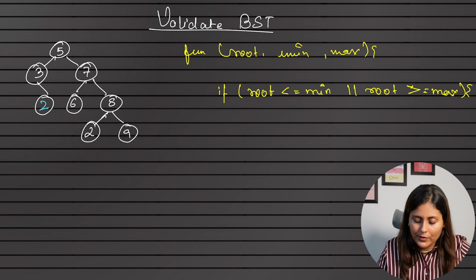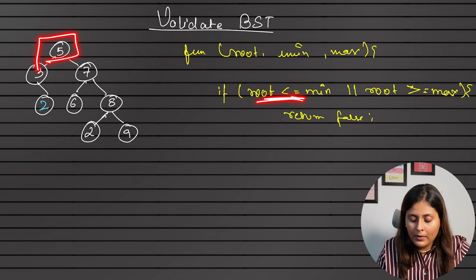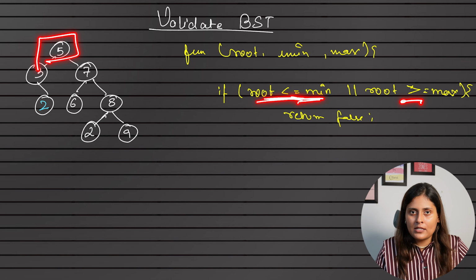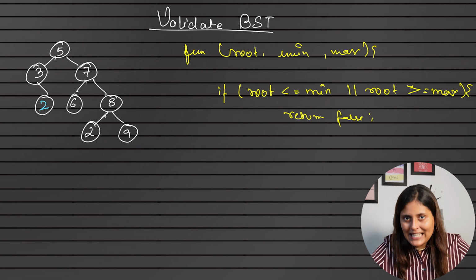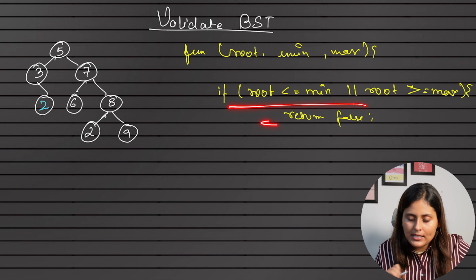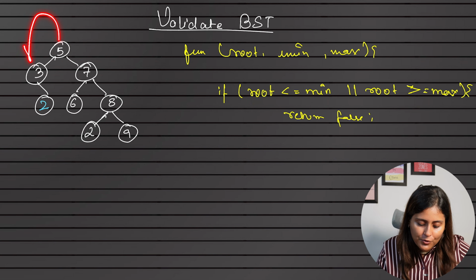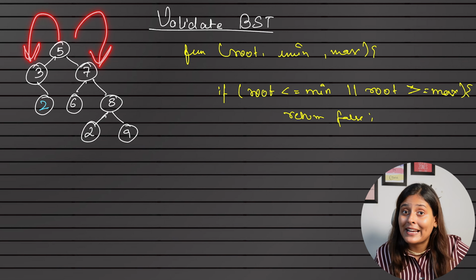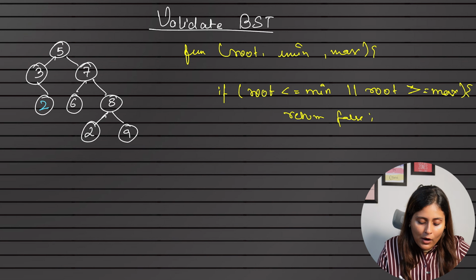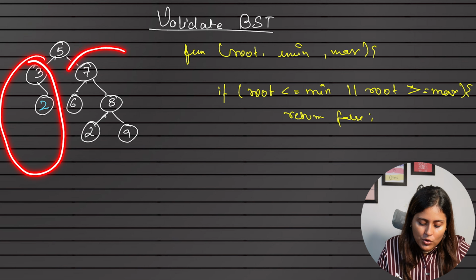Correct? So return false. If not, initially 5 does not lie beyond minus infinite or beyond plus infinite. It lies in between. So for sure this if case will not run, and for this we have to go towards left side and we have to go towards right side. Okay. Can you see that? Now I'll go towards left side and now I'll go towards right side.